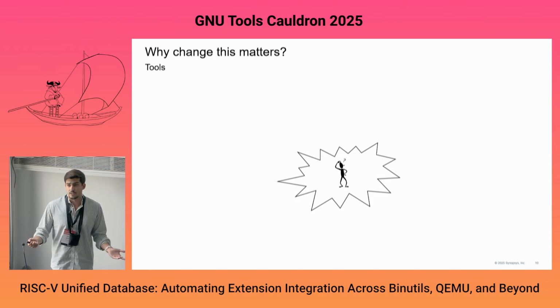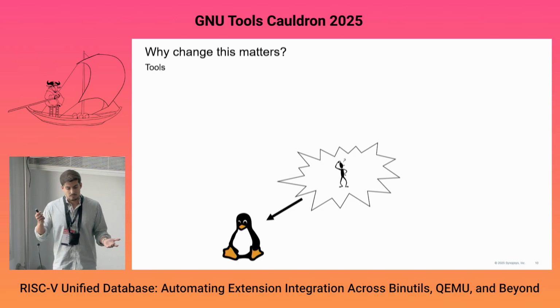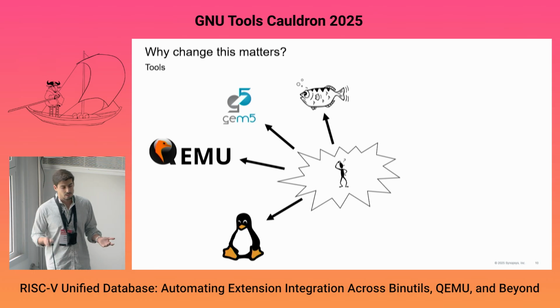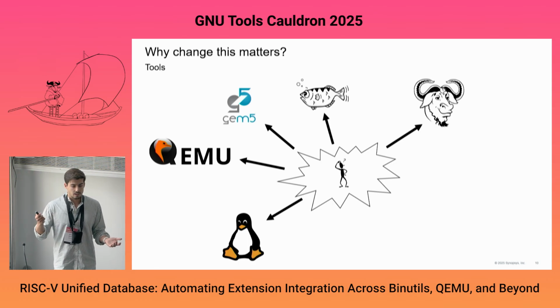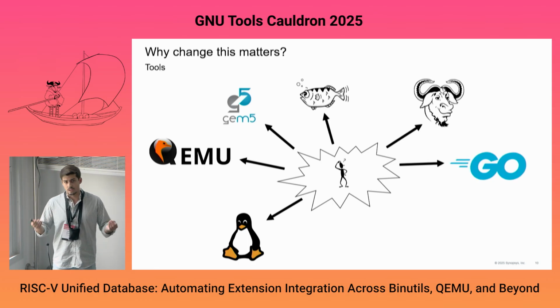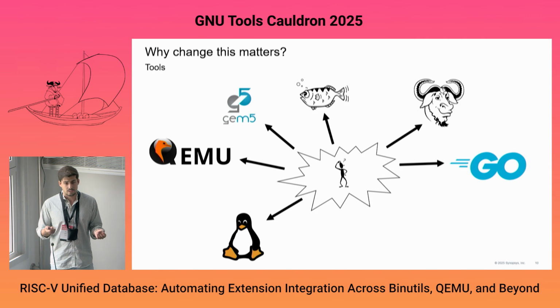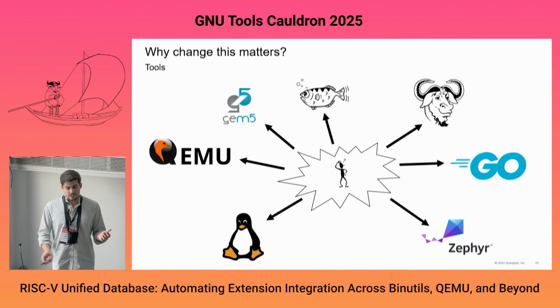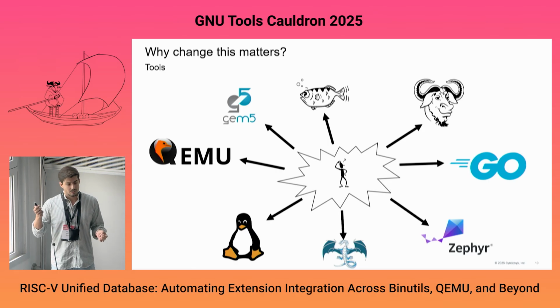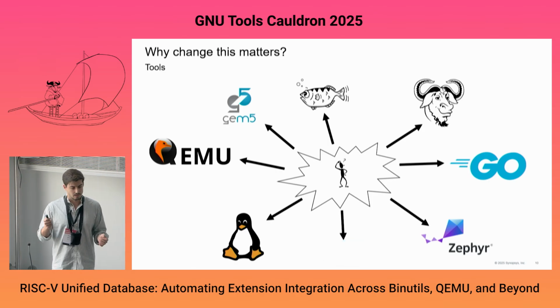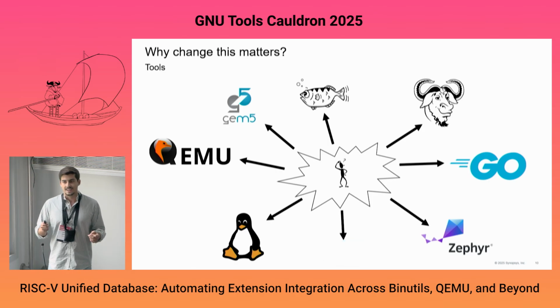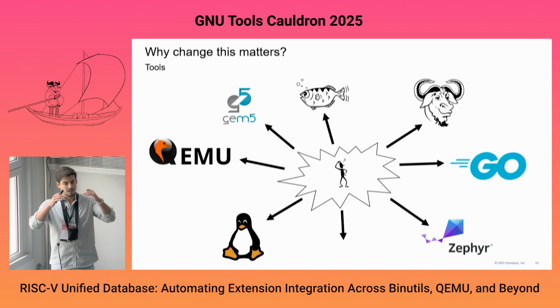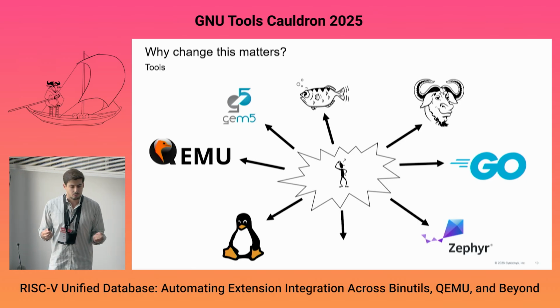And a lot of them have. So the kernel has it, QEMU has it, Gem5 has it, GDB, the GNU toolchain, has all of this information. Golang also has this information. And again, this is all in their sources. Zephyr has all this information. This, I guess this compiler is not for today. And so this information exists in all these different tools.